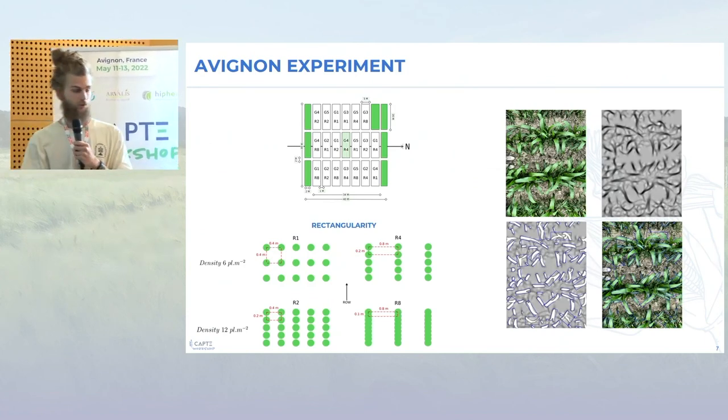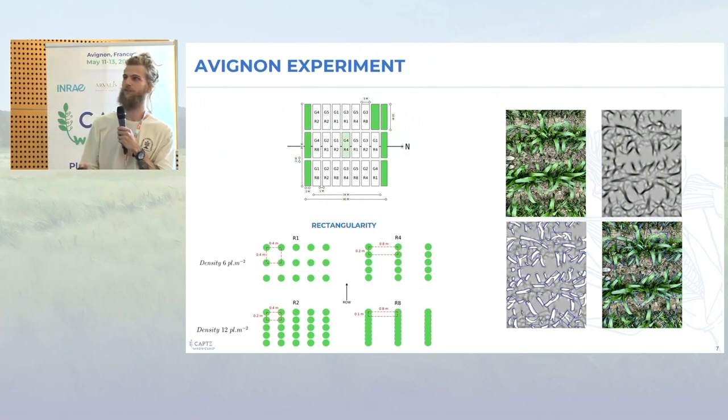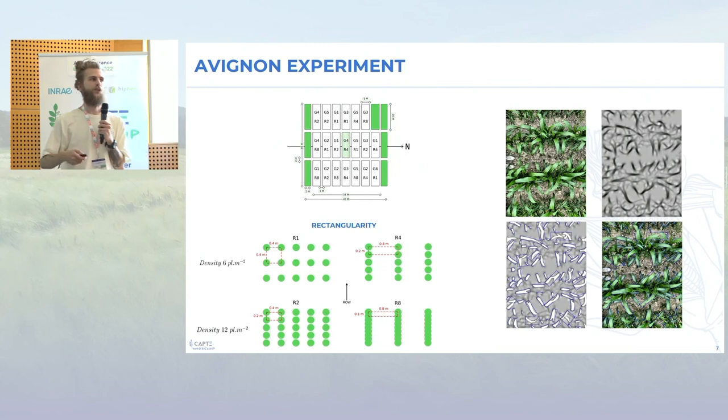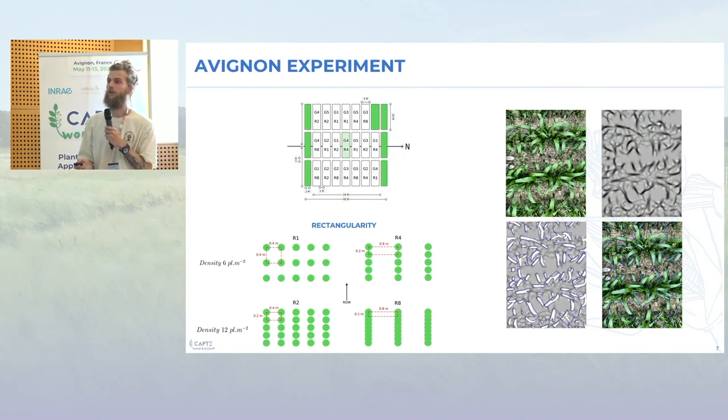So that's why we set up, last year in Avignon, an experimental design with five different hybrids with different shapes. When I say shapes, it means different crown diameters, height, leaf angle, etc., determined empirically. And we added a factor with four modalities, called rectangularity, from 1 to 8, which is the ratio of interplant and inter-row distances. You can see that there is a gradient from a low to a high competitive environment.